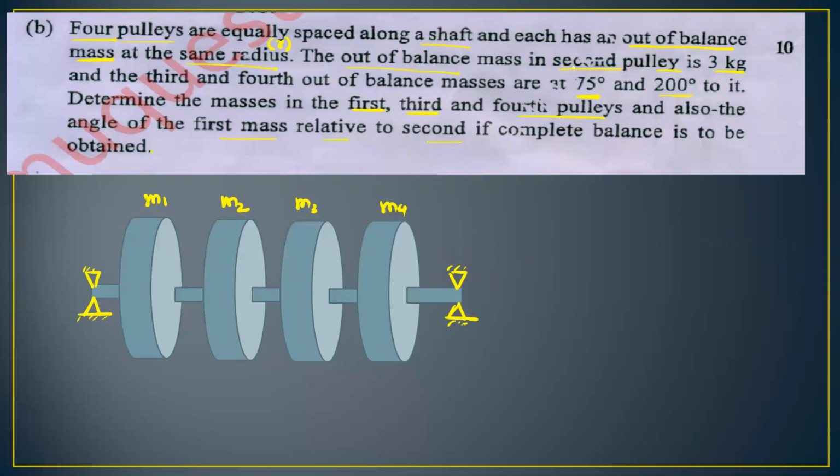Okay, so out of balance mass in the second pulley is 3 kg. So we'll take second mass as a reference. So this is the reference axis, that is the x-axis. And this is the center of gravity. So whole mass is supposed to be concentrated at this center of gravity. So with respect to second mass, this M2 value is given, which is 3 kg. So with respect to second mass, the mass 3 and mass 4 are at 75 degree and 200 degree.